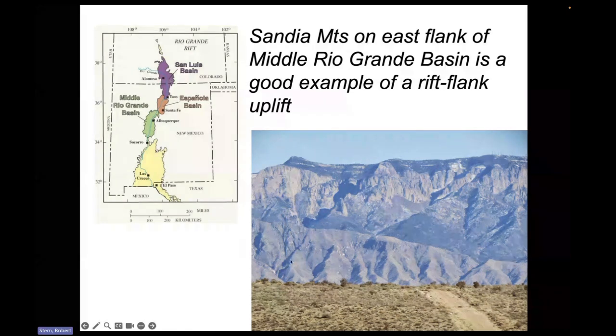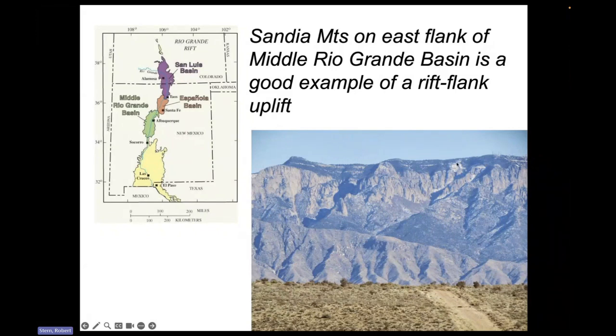This is the 1.6, 1.7 billion year old rocks of the Precambrian crust. And sitting on top, I think those are either Mississippian or Pennsylvanian limestones. So this was down at sea level 300 million years ago, and it has risen spectacularly more recently as a result of tectonics, a rift flank uplift on the sides of the Rio Grande Rift.